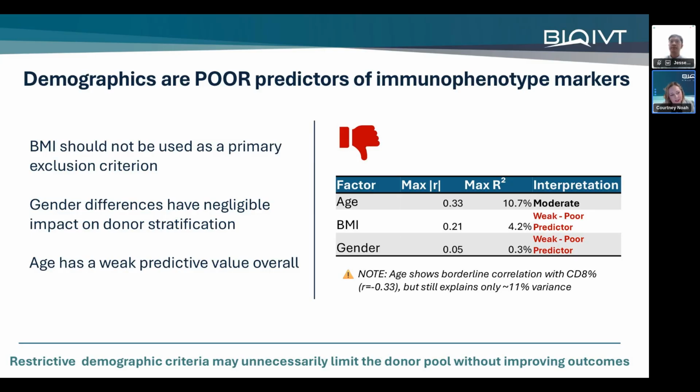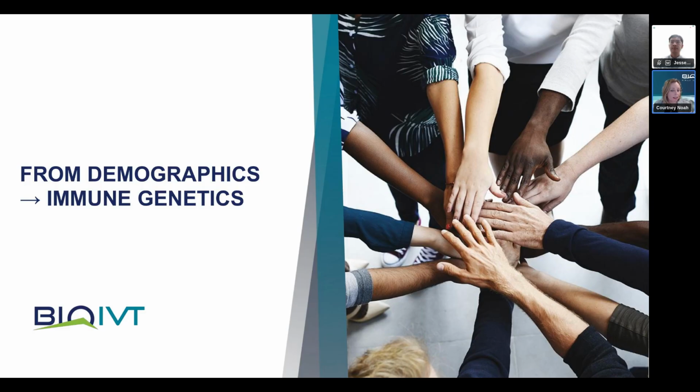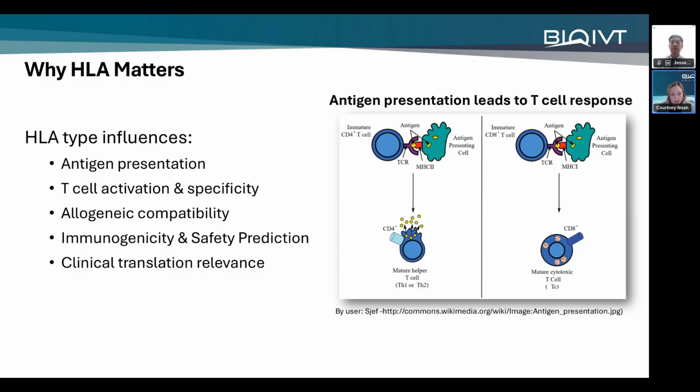So what happens is, if you put these criteria in place and don't really understand the biology, you're reducing your access to a potentially larger donor pool that would be more ideal for your specific application. So it's critical that you focus more on the immune phenotype and genetic drivers. That's where we'll transition from thinking just about who the donor is to how their immune system functions. And this transitions us into the conversation around HLA type, which is certainly a critical factor when you're talking about immunology.